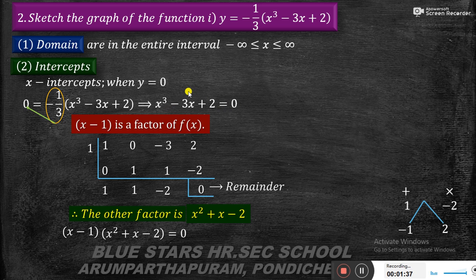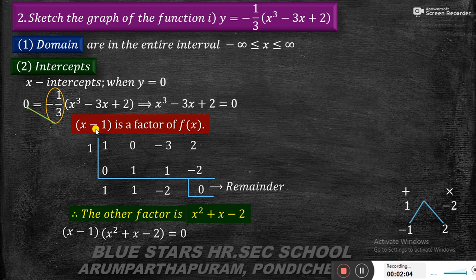Therefore x equal to 1 is a solution. So I write x equal to 1 as a factor, x minus 1. So x minus 1 is a factor of f of x. Now I take the division method. So I write x cube, that means now I write all the coefficients. The x cube coefficient is 1. Next the x square term is 0, so I write the coefficient as 0. The x coefficient is minus 3 and the constant is plus 2.